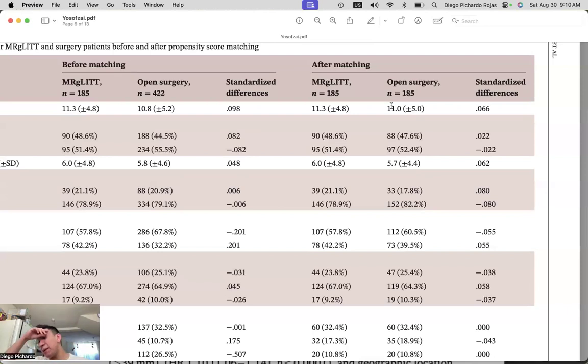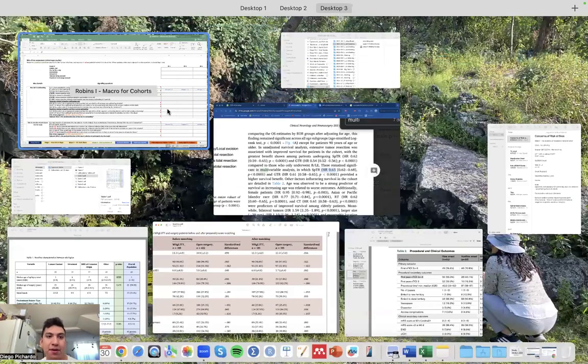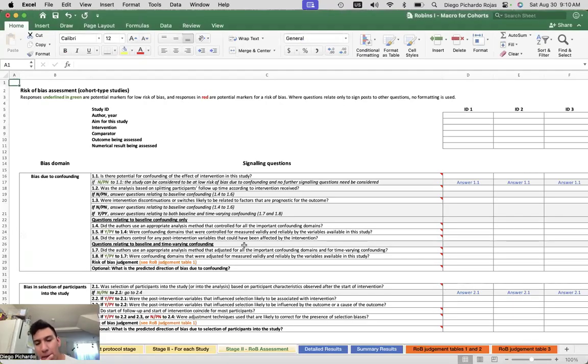Any questions regarding matching? Was I clear? Those are the two most common ways that we can manage for bias in a cohort study. One is doing matching, and the other one is doing a multivariate analysis. But which one's the best? Matching and the multivariate are the best. Any questions? All good? All right. Then we're going to continue.